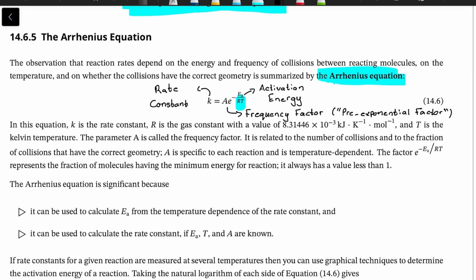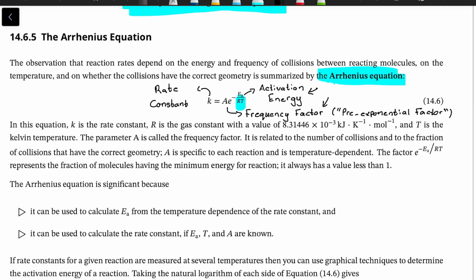Like I said at the beginning, it combines the idea that we need a specific number of collisions, which is given by the frequency factor. It combines the idea that those collisions need to have sufficient energy and the correct orientation, given by the activation energy and the temperature. And then we can use that useful information to determine what the rate constant is. And hence, the rate constant gives us an idea of what is the rate of the reaction. Altogether, that's what we call the Arrhenius equation.